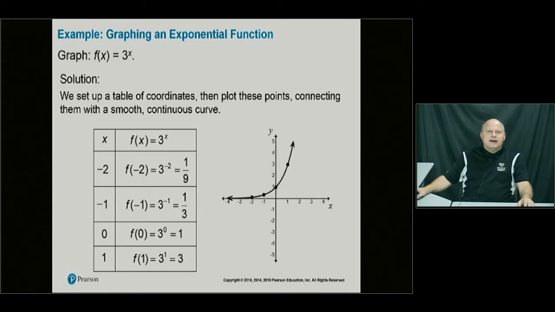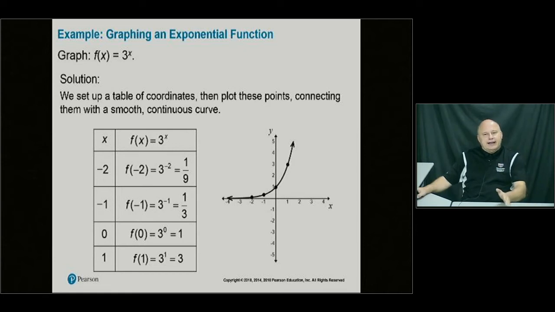So if you plot those 4 points, you plot -2, 1/9, you plot -1, 1/3, you plot 0, 1, and you plot 1, 3. So notice as you go from left to right, how the graph actually starts increasing, and it starts increasing pretty fast. But on the left side, it kind of levels off. Okay, so that's what exponential functions do. One end will level off, the other end will shoot off to either infinity or negative infinity, depending on what the value of the leading coefficient is.